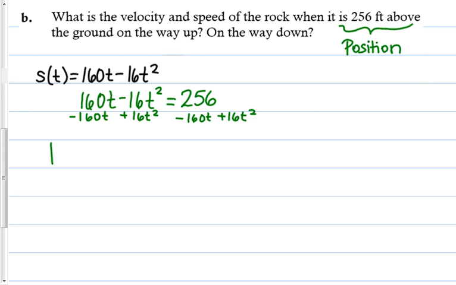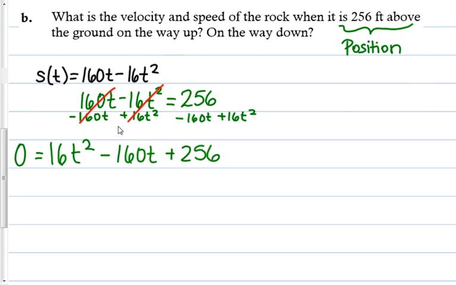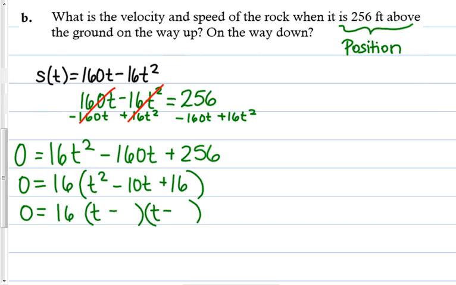So now I end up with 16t squared, totally positive, minus 160t plus 256. And now the left side is just 0 because I got rid of everything that was there. I like this better. Now I'm going to factor. They do have a common factor of 16. So I get t squared minus 10t plus 16. Now I'm going to factor this.